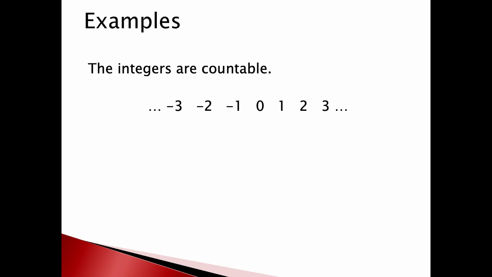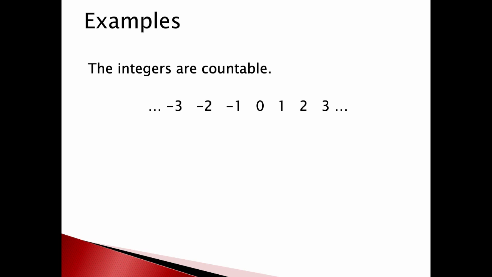Okay, this is a much more fun example. We're not going to throw away things from our set. Let's add some stuff to it. So remember, the natural numbers go 1, 2, 3, 4, 5, 6, and so on. The integers include all of those, but you also get 0, and you get the negatives of all of the natural numbers. So -1, -2, -3, and so on. So how are we going to count these?